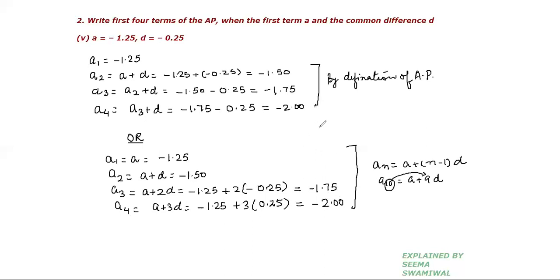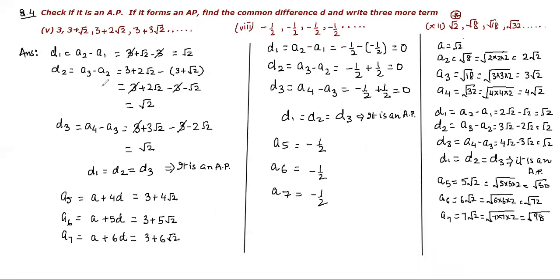So you are able to see that in whatever manner you calculate, either by using the definition or by using the formula for nth term of AP, you are getting the same. Whichever you find convenient, you may use, but you must know both the methods. So now children, let's do one more question. Let's do question number 4.